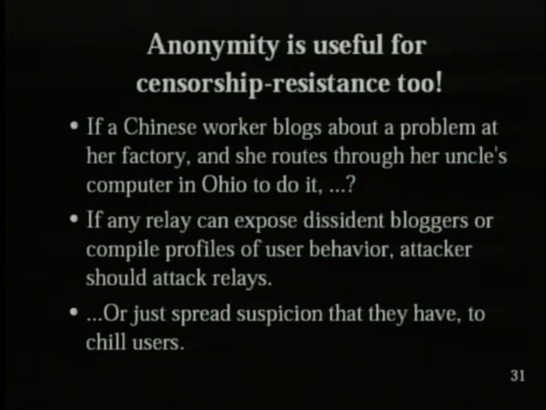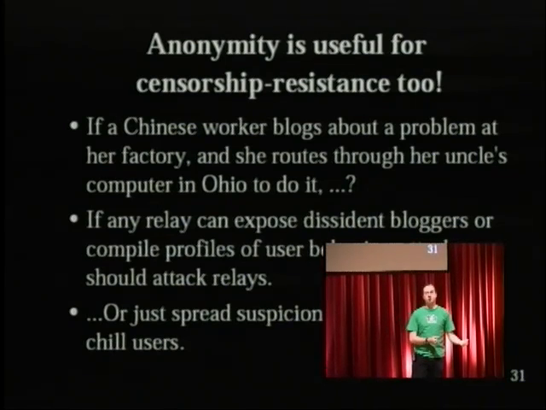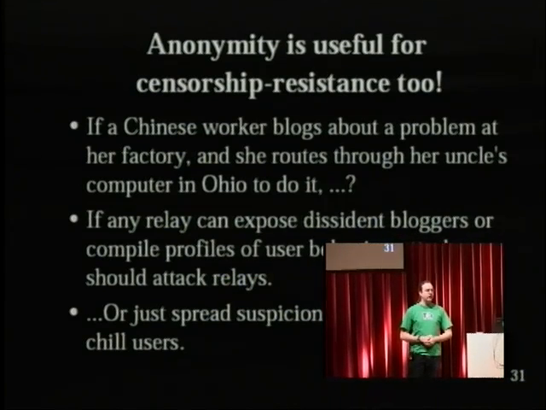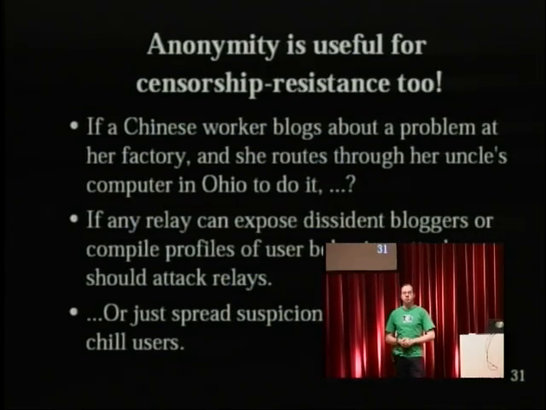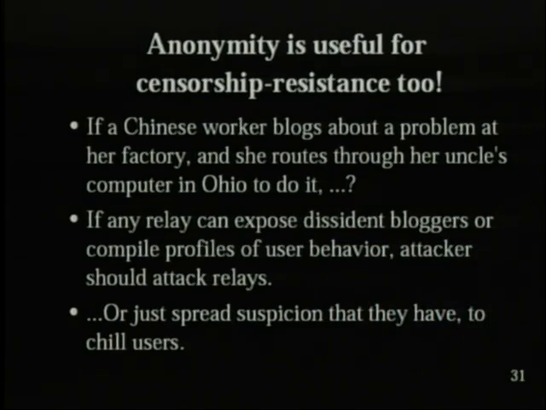So, another couple of points to make. A lot of people working on censorship resistance say, we don't need anonymity, we're working on censorship resistance. Let me give you a few examples for why it might matter. Imagine a Chinese worker at some factory, and she wants to blog about something that just happened at her factory. The approach that a lot of censorship-resistant systems use is she gets her uncle in Ohio to run a relay for her, and she uses that to blog about what just happened at her factory. Imagine that the Chinese authorities figure out who posted the blog, and they say, hey, wait a minute, this person is related to the person who works at the factory. That's probably not a good thing.